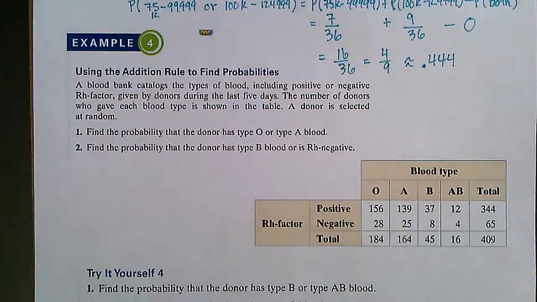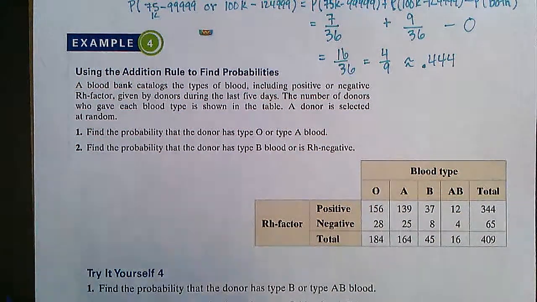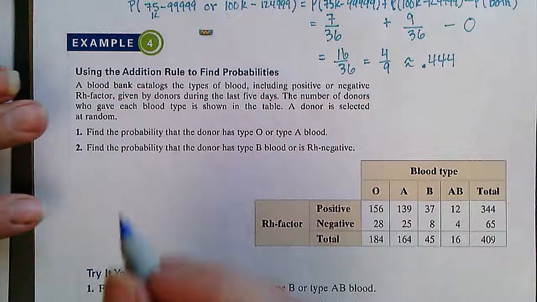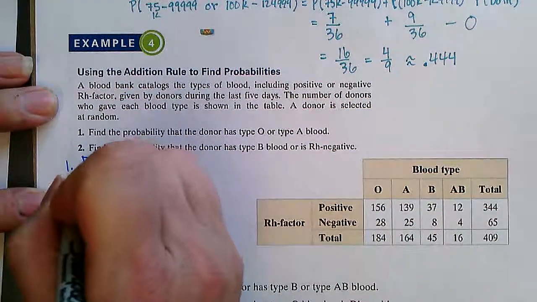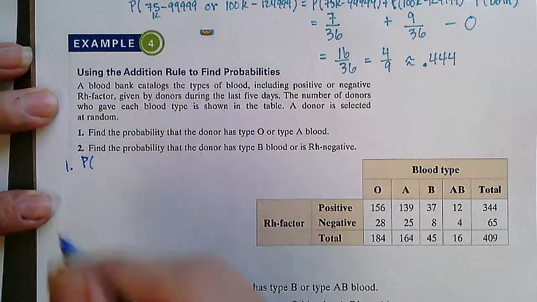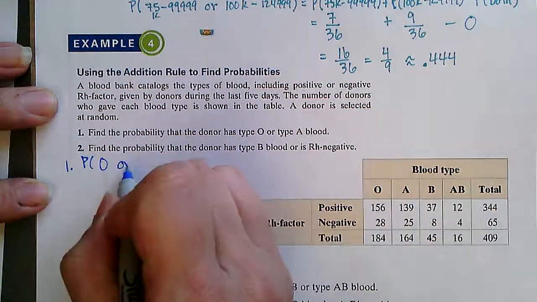Using the addition rule to find probabilities. A blood bank catalogs the types of blood, including positive or negative Rh factor, given by donors for the last 5 days. The number of donors who gave each blood type is shown in this table. A donor is selected at random. So, number 1, we are going to find the probability that the donor has type O or type A.